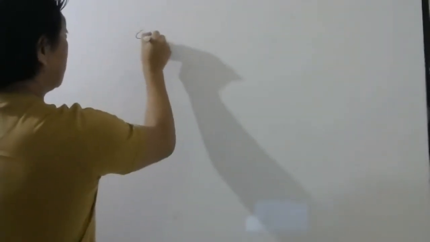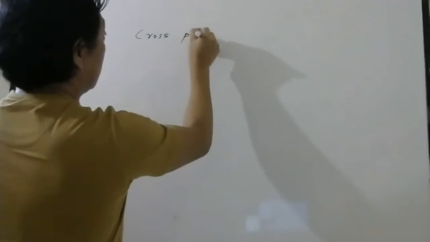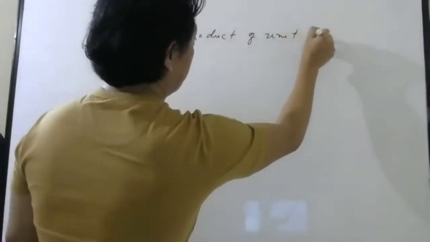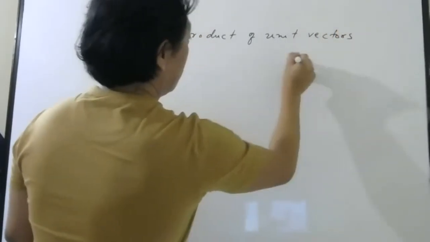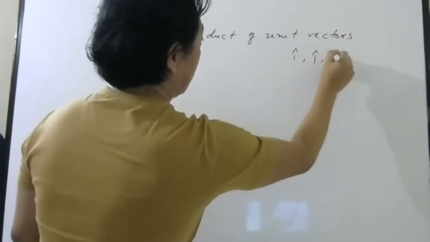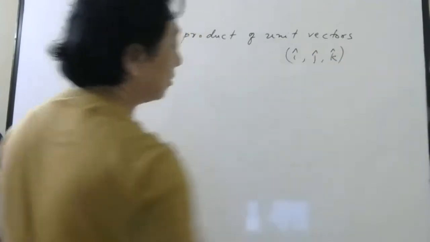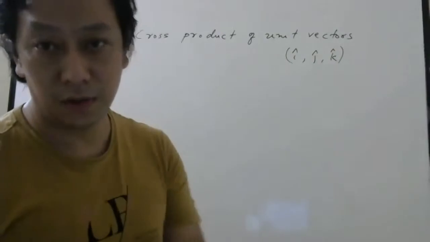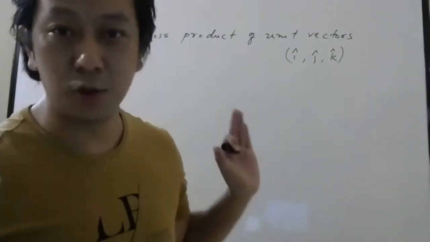I want to discuss the cross product of unit vectors. Which unit vectors? i cap, j cap, k cap. Students, today we should finish this chapter. Then today and tomorrow we will solve the learning exercise. Then this chapter should be over.